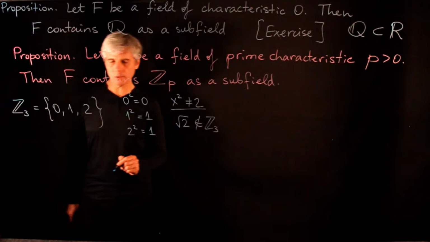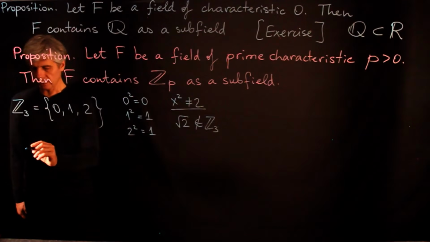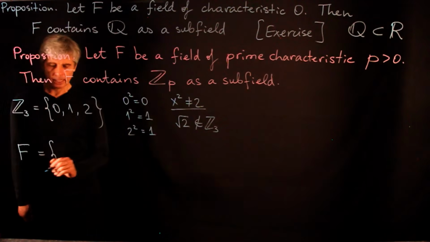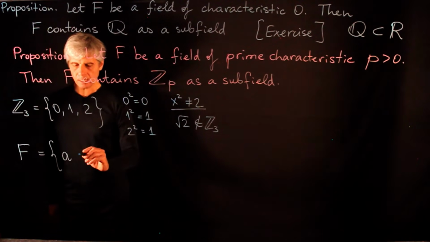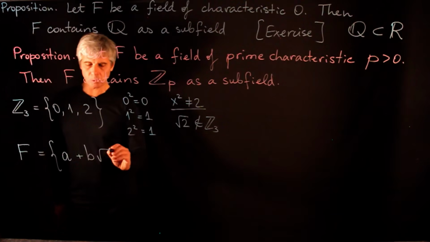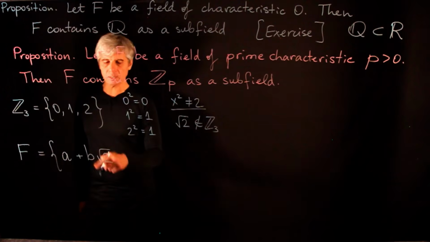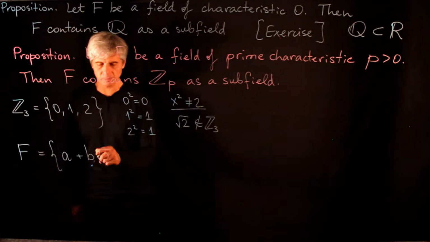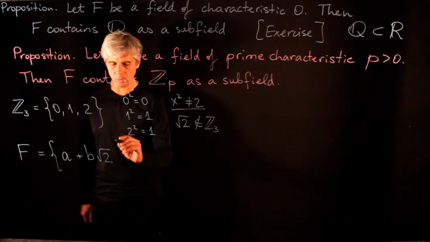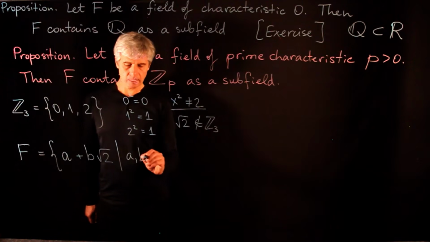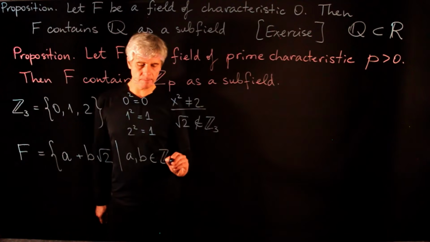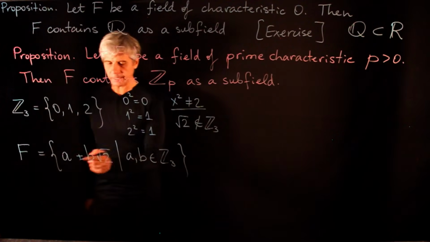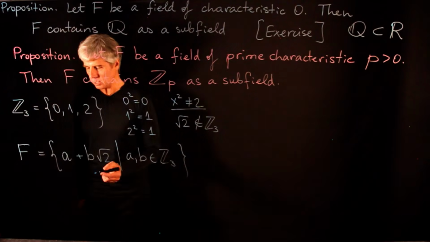Now, let's consider the following field. So let's consider a field that has elements that look like this. A plus b square root of 2, where this is treated as a symbol. So it's not 1.4 something, but just a symbol square root of 2, where a and b are elements of Z3. Right? So now on this set, we can define addition.